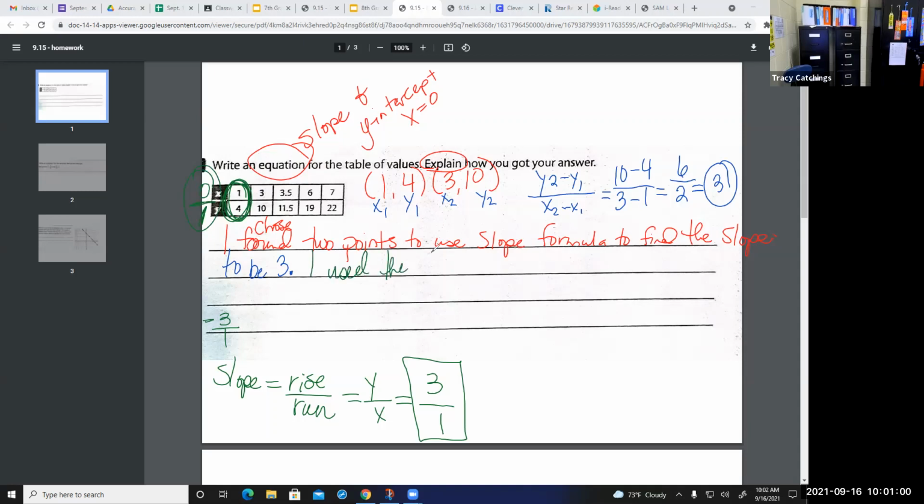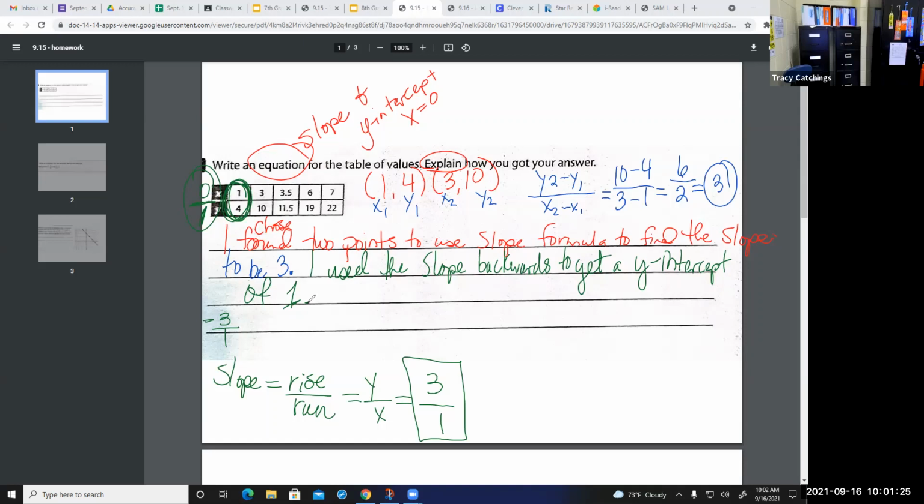So then we can say I used the slope backwards to get a y-intercept of 1. You also could have grabbed those points. Miss Gibson gave you some grid paper on Monday. You could have grabbed the points, connected your line, and seen where it crossed. You should have crossed that 1.